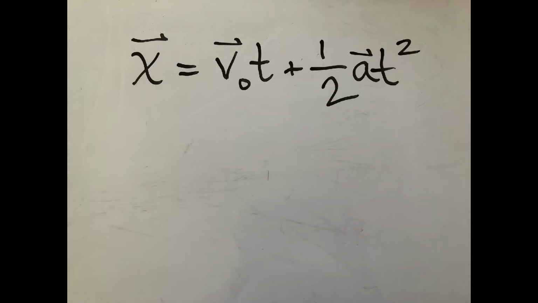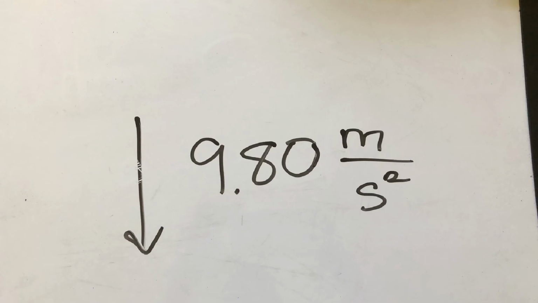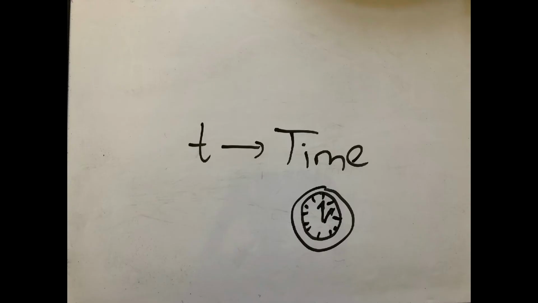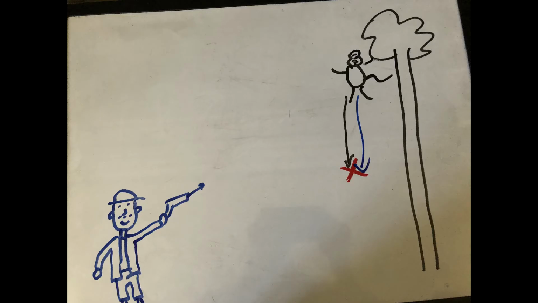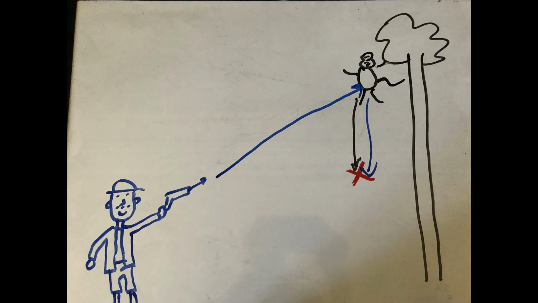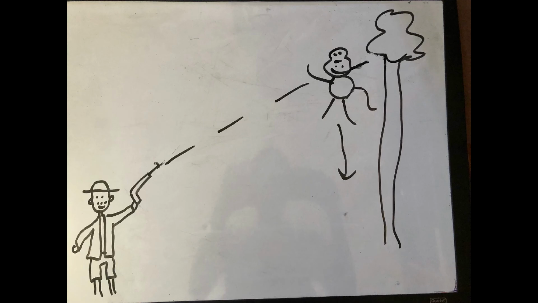What we already know is that for both the dart and the monkey, a and t are the same, so half a t squared is the same. This means if the dart is given a velocity v naught, which leads to v naught t ending up where the monkey is, at time t, the monkey and the dart will be in the same location. And for v naught t to end at the monkey's initial location, the scientist must aim at the monkey. And there's the proof.